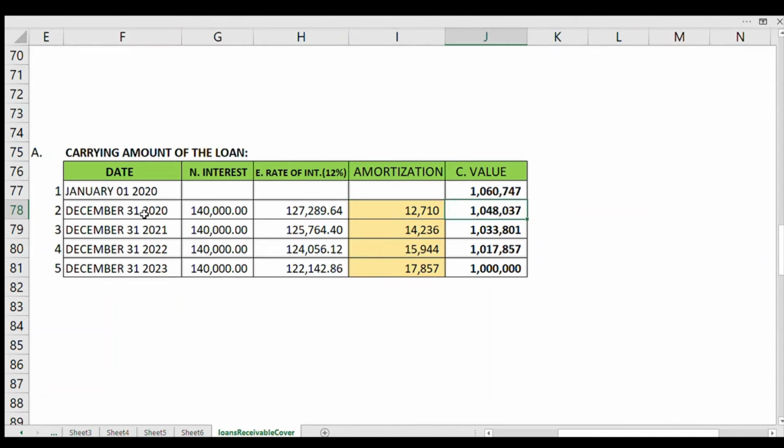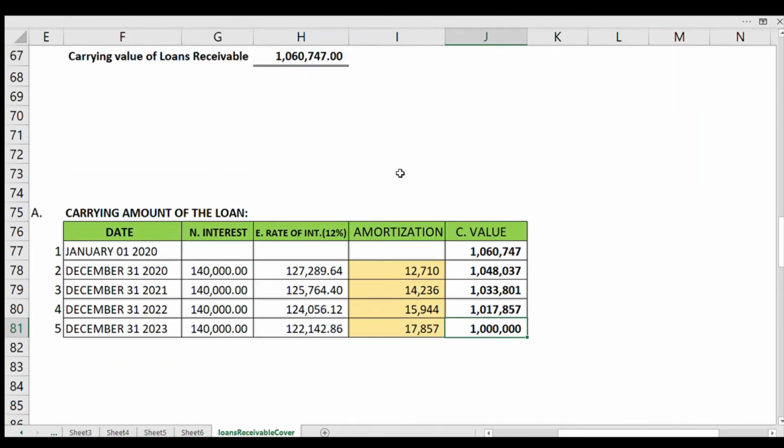So, as of December 2020, our carrying value is 1,048,37. That goes to December 31, 2021, 1,033,801, and 2022, 1,017,857, and lastly, you can see that it ties to 1 million. This is an interest-bearing note, but this is a loan with originating cost. So, that is the effect of the originating cost.